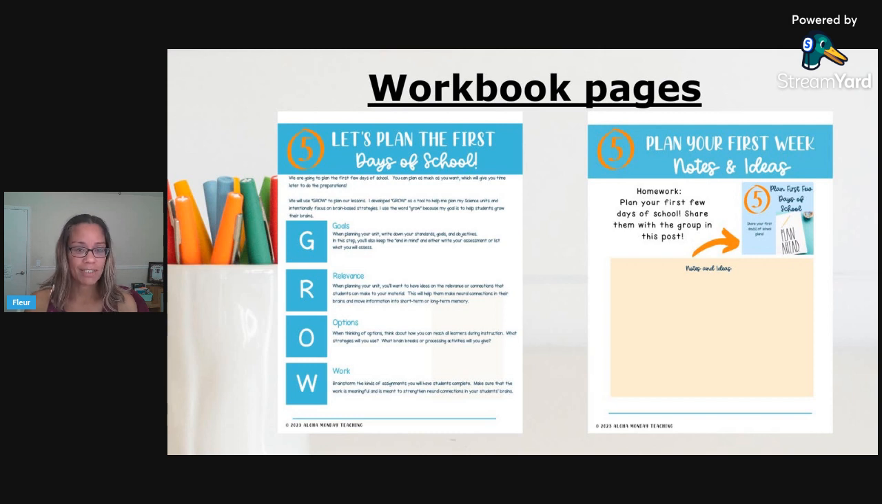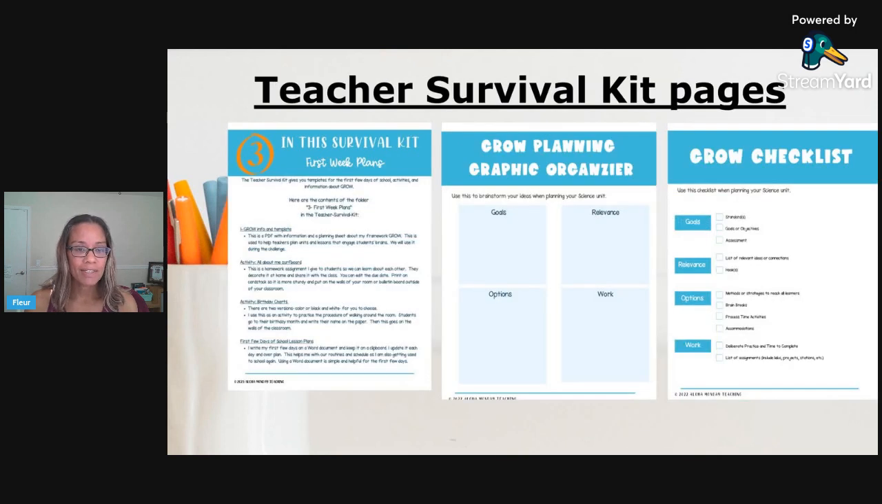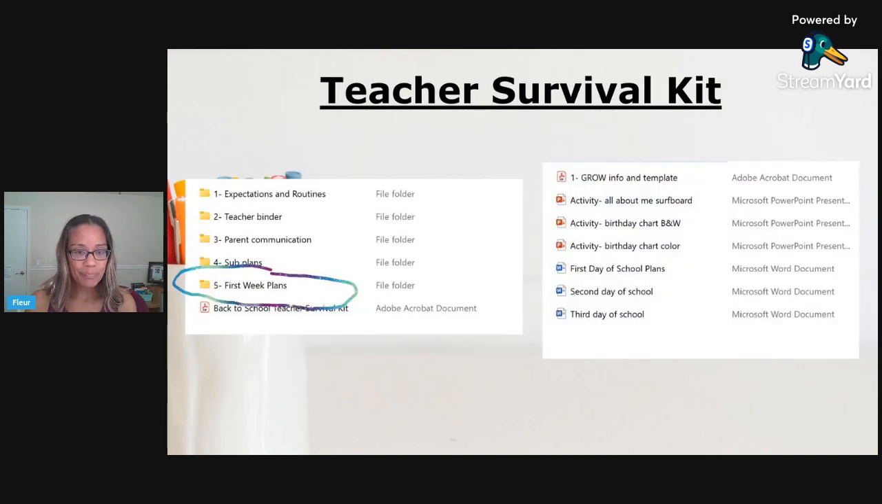These are the workbook pages, and you'll see the same page in the Teacher Survival Kit if you got that. We're going to go over something that I call GROW. These are all of the workbook pages from the Teacher Survival Kit, and here's what is in it. We've got the GROW info and template on what you just saw, and then I have some activities, and I'll go through each of these.